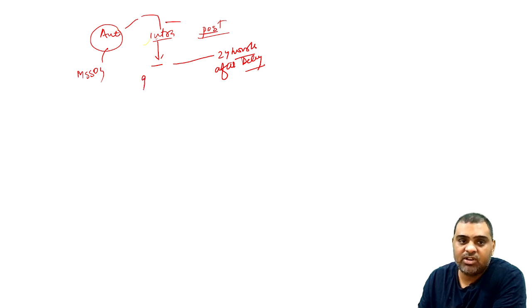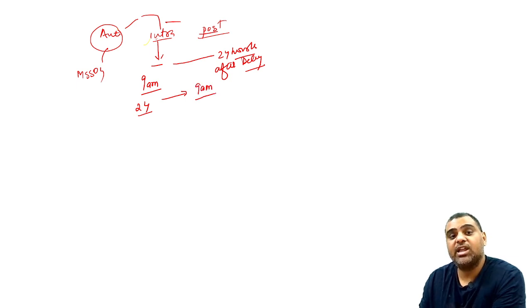For example, delivery occurs at 9 a.m. on the 24th of some month. So you have to give it till 9 a.m. the next day, that is the 25th.